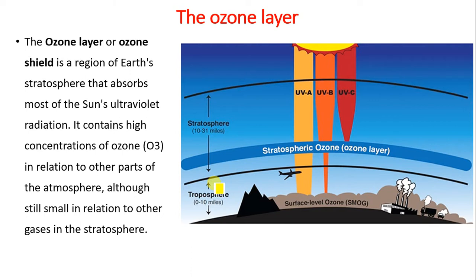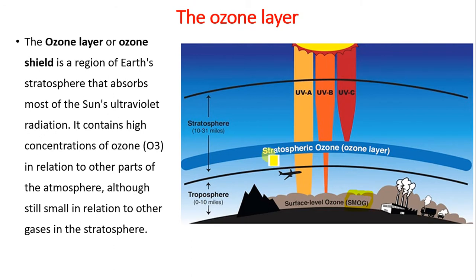Now, let's look at the ozone layer because it's found within the stratosphere. That's why they use the term stratospheric ozone layer. We have surface level ozone, which is majorly referred to as smog, which we'll look at later as an atmospheric hazard.